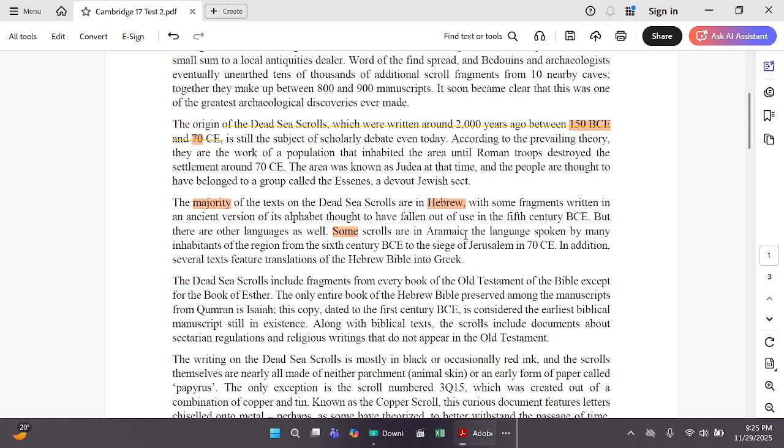I really don't know what the exact word is. Maybe I just wrote it down differently or mistakenly. But I believe I didn't change anything because I got this passage from online. So I don't think so. Yeah, definitely, I have already checked it out. It's Aramaic. No issues with this. So the majority of the text on the Dead Sea Scrolls is in Hebrew. So here our answer is Hebrew.